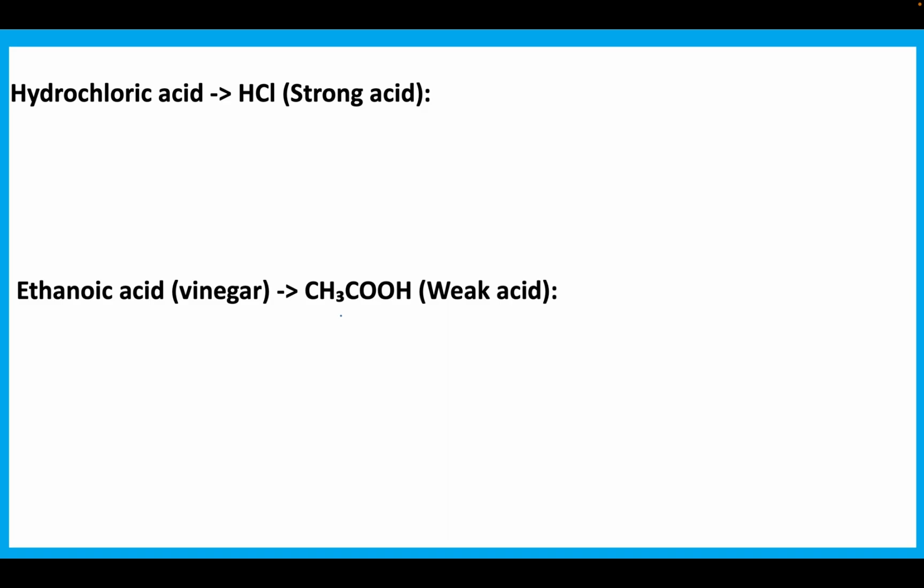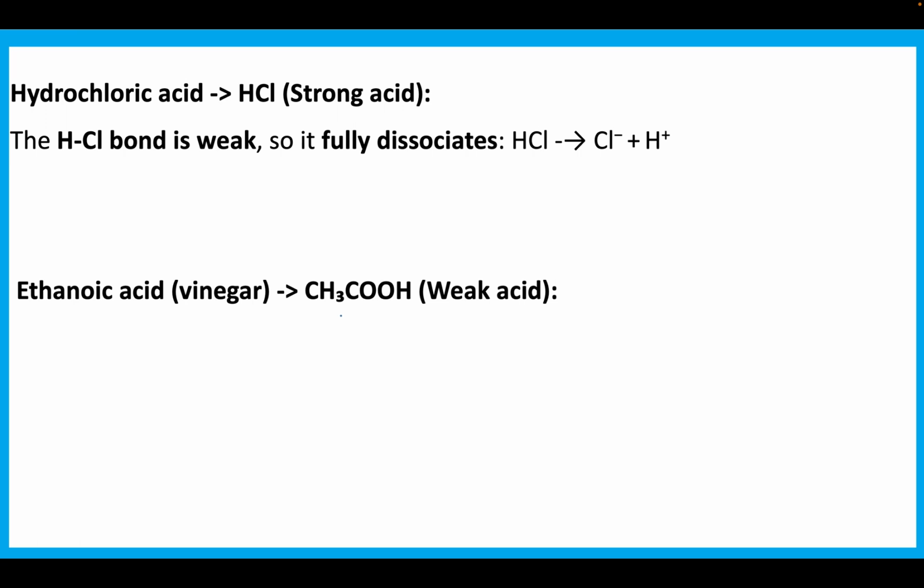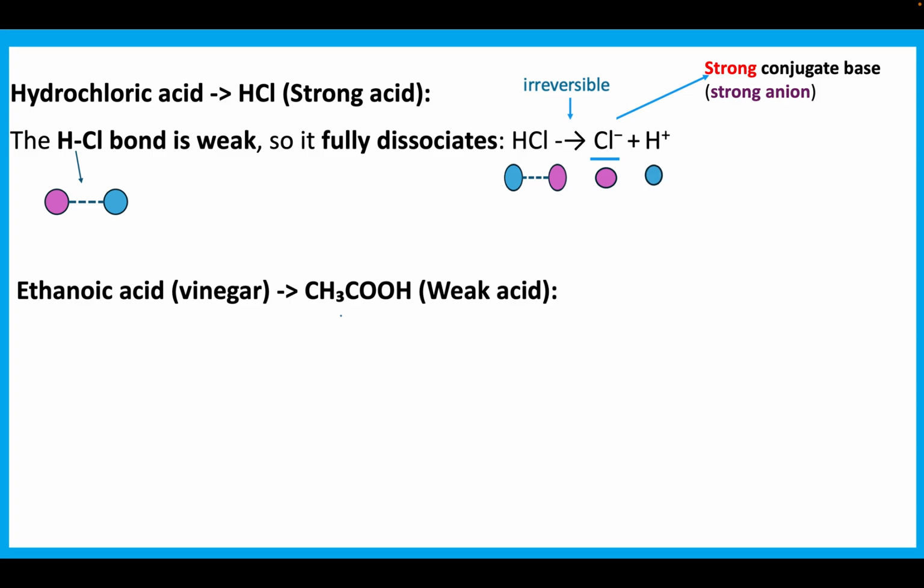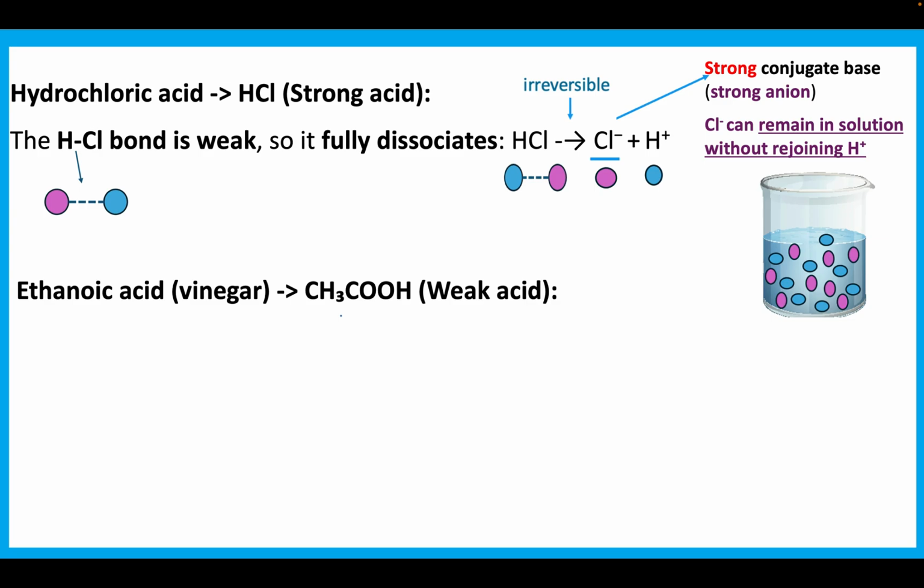The hydrogen-chlorine bond is weak, so it fully dissociates, and the arrow indicates that this is irreversible because the chloride ion is very stable. It is called a strong conjugate base because it can remain in solution without rejoining the hydrogen ions. We can see how each ion of chlorine and hydrogen dissociate fully in water.